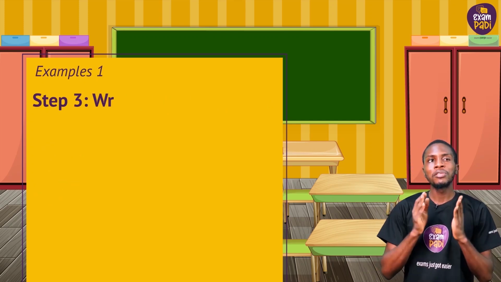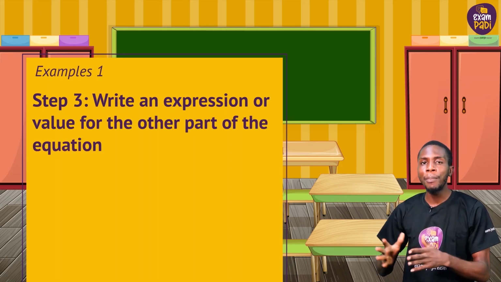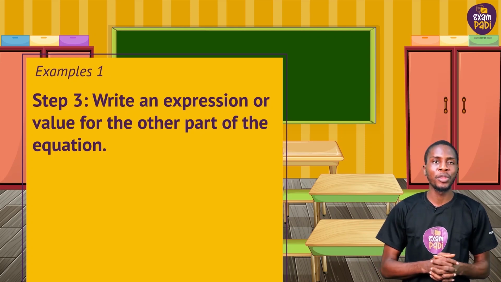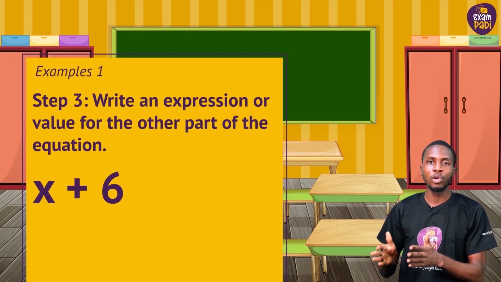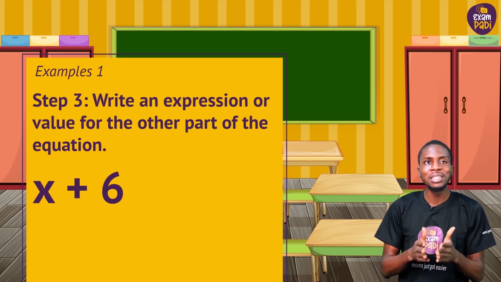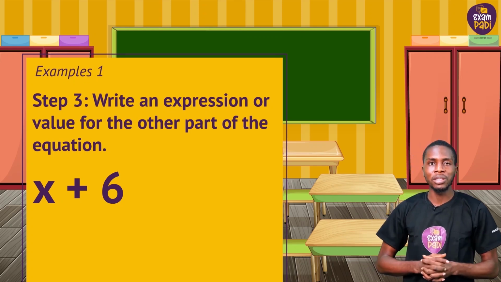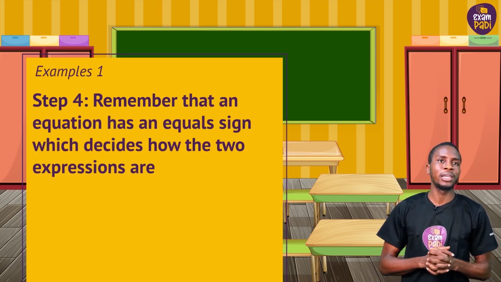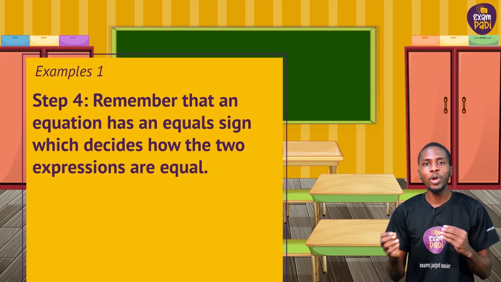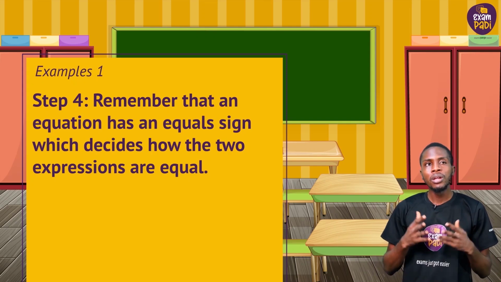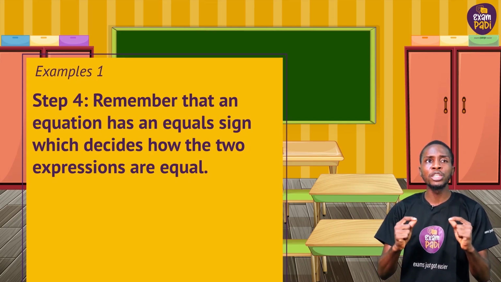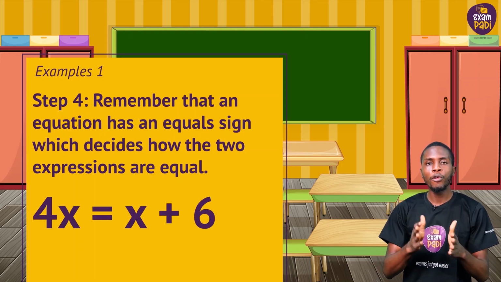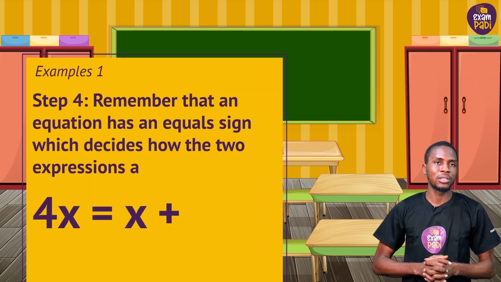Step 3. Write an expression or value for the other part of the equation. Another phrase refers to 6 more than the number. We write this as x plus 6. It means we are adding 6 to the number. Step 4. Remember that an equation has an equal sign, which shows how the two expressions are equal. The words say the answer of the multiplication by 4 gives the addition of 6. Therefore, 4x equals x plus 6.